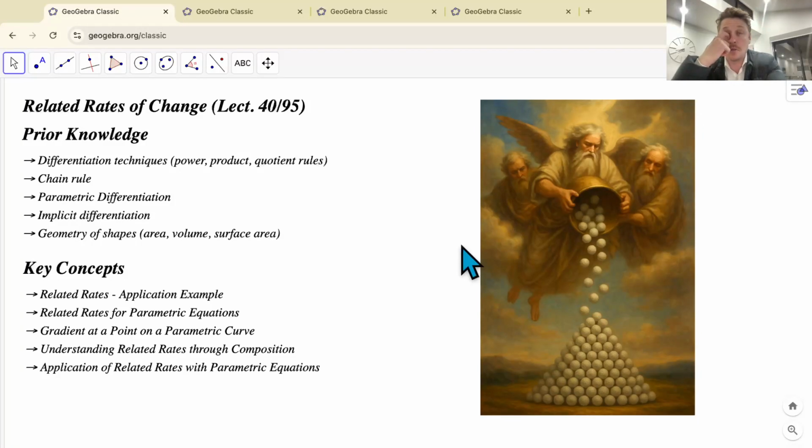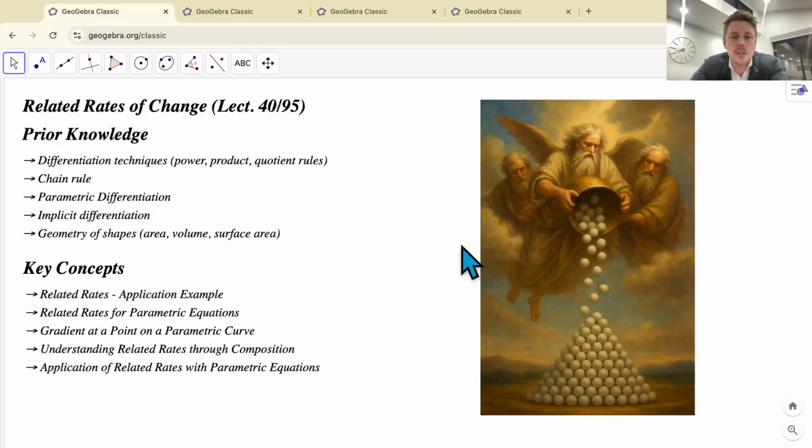All right, so we're going to look at related rates of change. This is lecture 40 of Specialist Maths. Some of the prior knowledge needed to understand this would be differentiation techniques, the chain rule, parametric differentiation, implicit differentiation, and a strong understanding of the geometry of shapes, so things like area, volume, surface area, and so on.